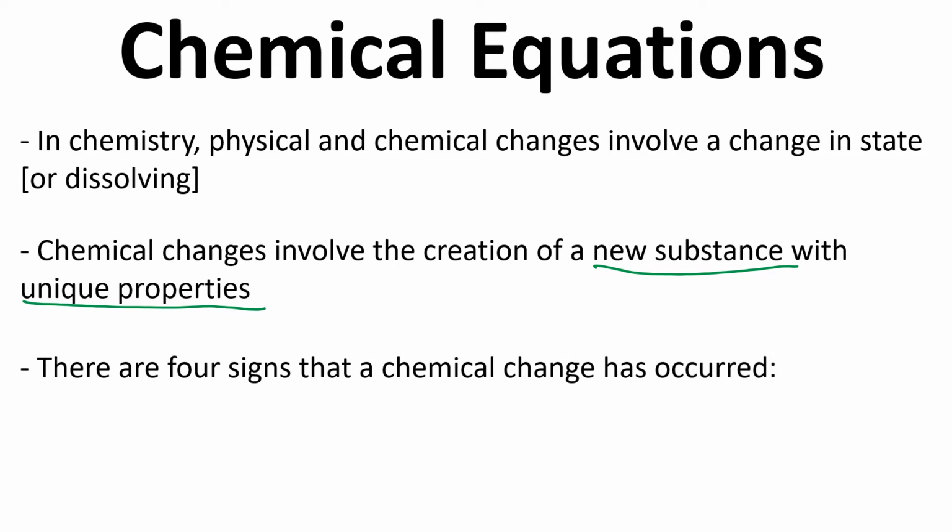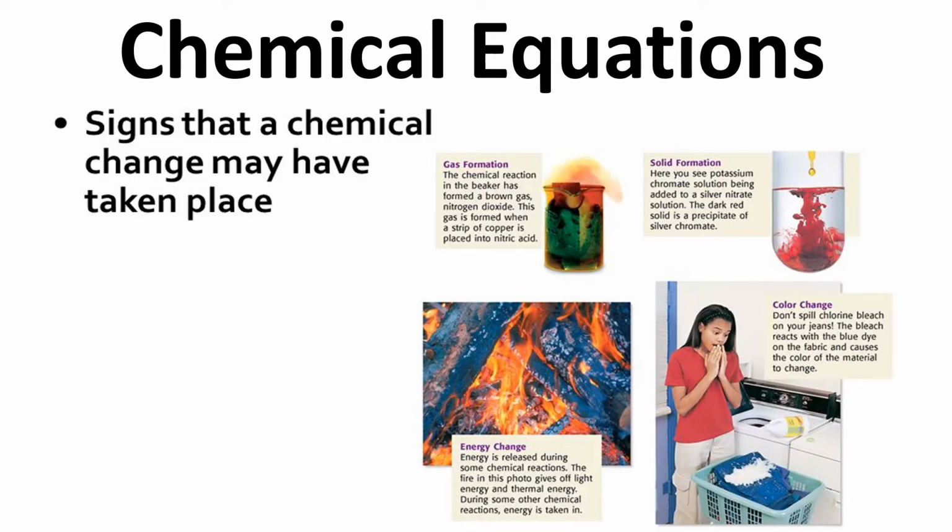And there are 4 signs that a chemical change has occurred, and one rule of thumb to guide you in deciding if a chemical change has occurred. So here are our 4 signs in no particular order. Sign number 1, there is a change in color. So if you direct your attention down to this picture, it says you've spilled bleach and your blue shirt has now gone white. There is a change in color.